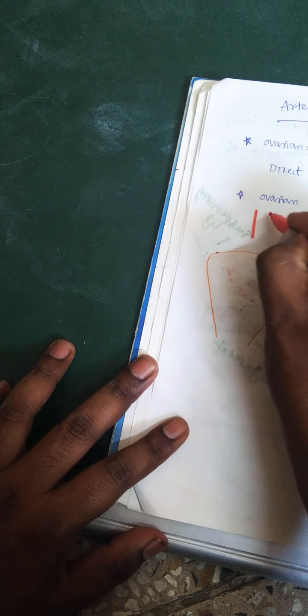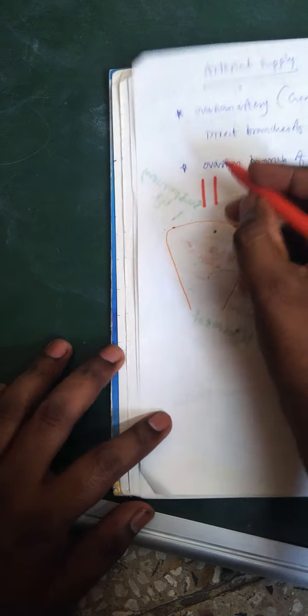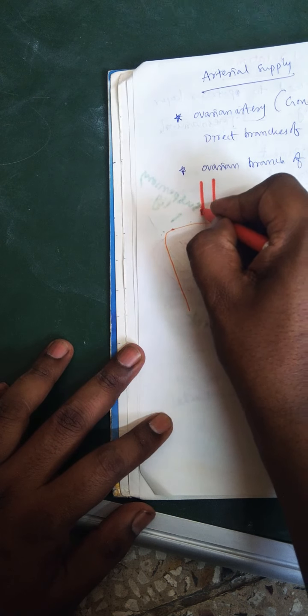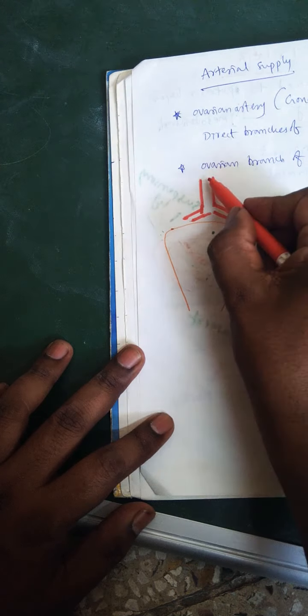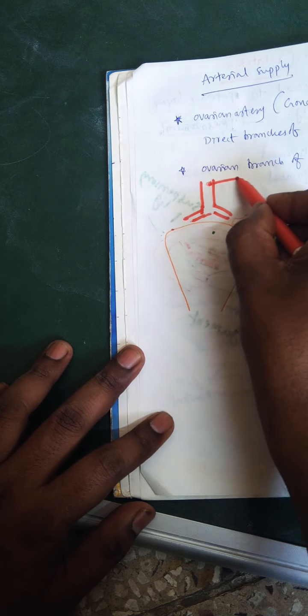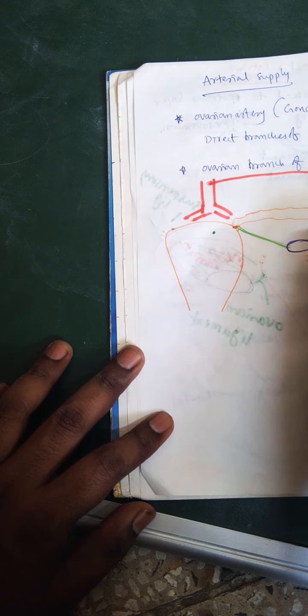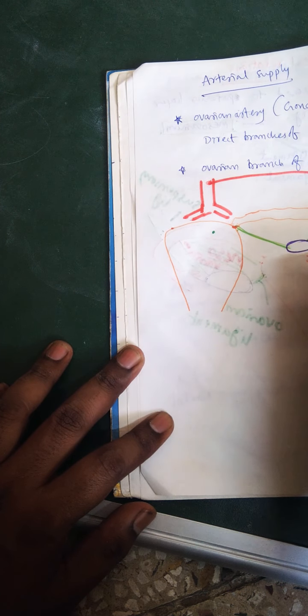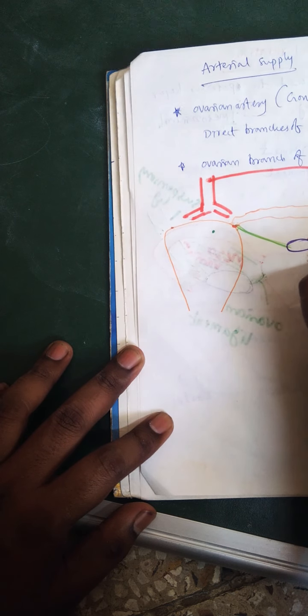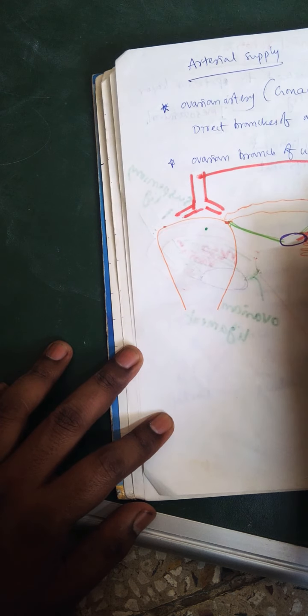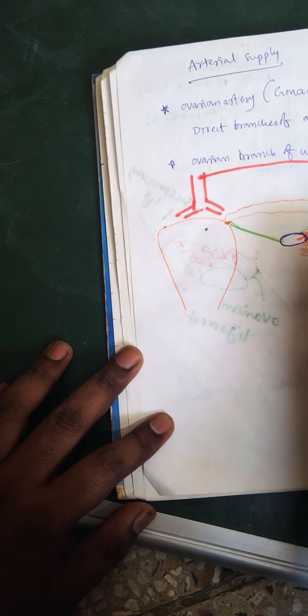So when you see over here, this is the abdominal aorta, and you have the common iliac arteries. Directly from the aorta, the blood vessels are coming, and these blood vessels enter the suspensory ligament of the ovary and go and supply over here. The name of this artery is the ovarian artery.